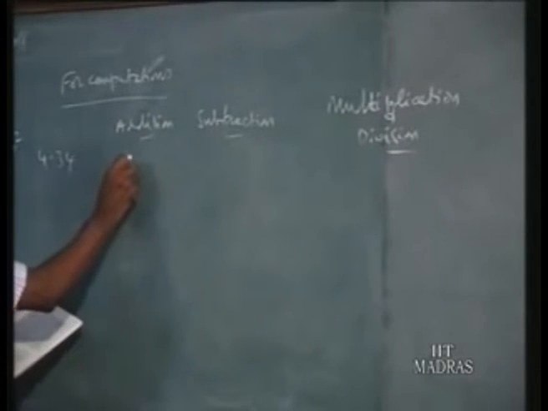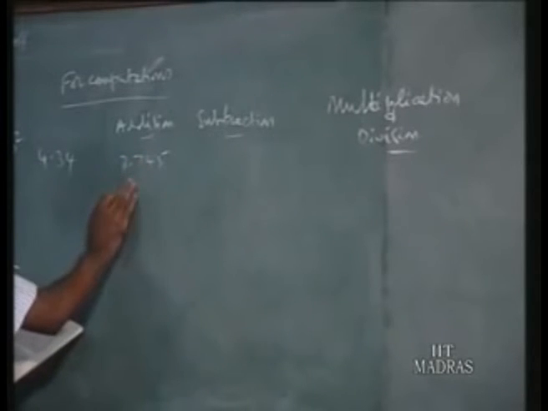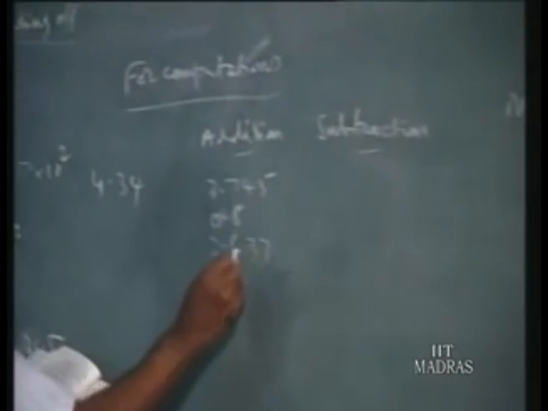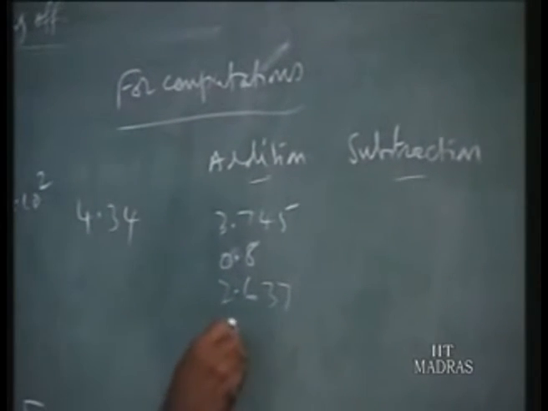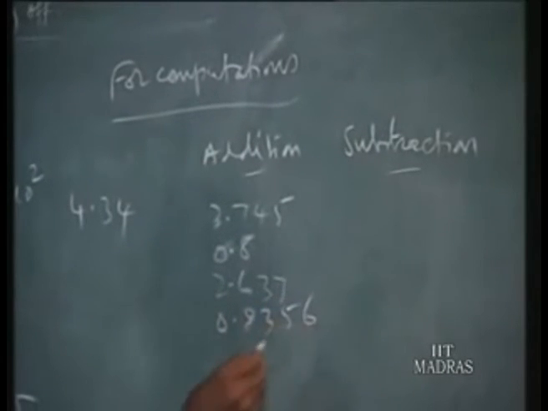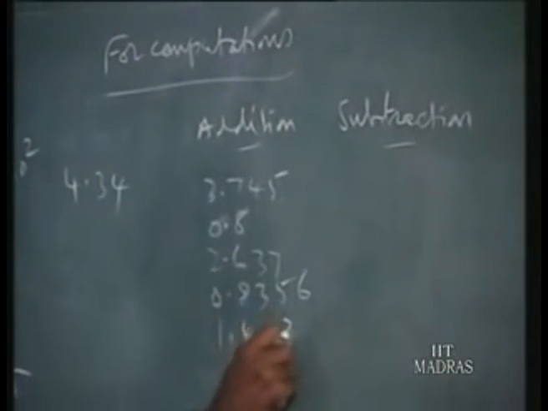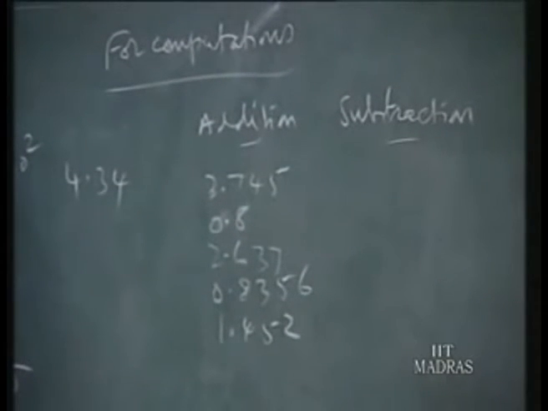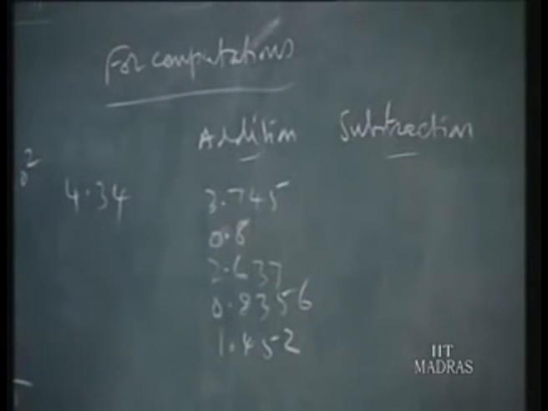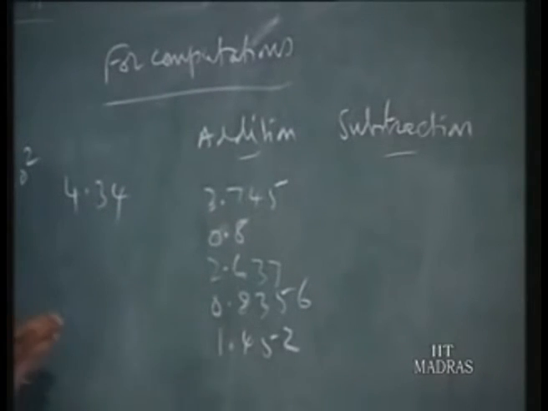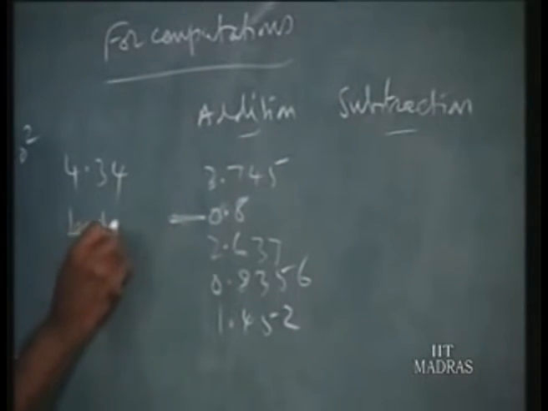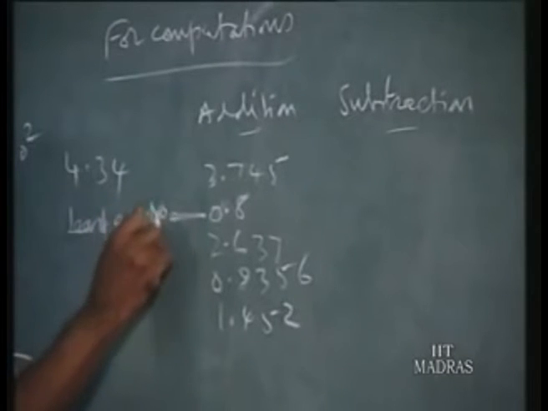Suppose we have five numbers: 3.745, 0.8, 2.637, 0.8356, and 1.452. Suppose these are the numbers to be added. What is the rounding off procedure? First, note down the least accurate number. That is the one which has the least number of decimal places. This is our least accurate number.